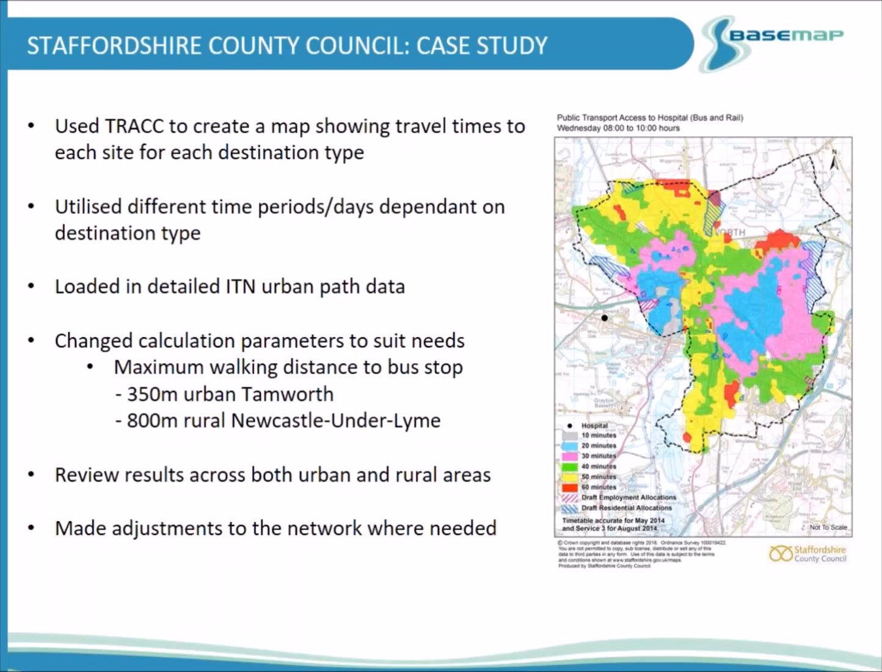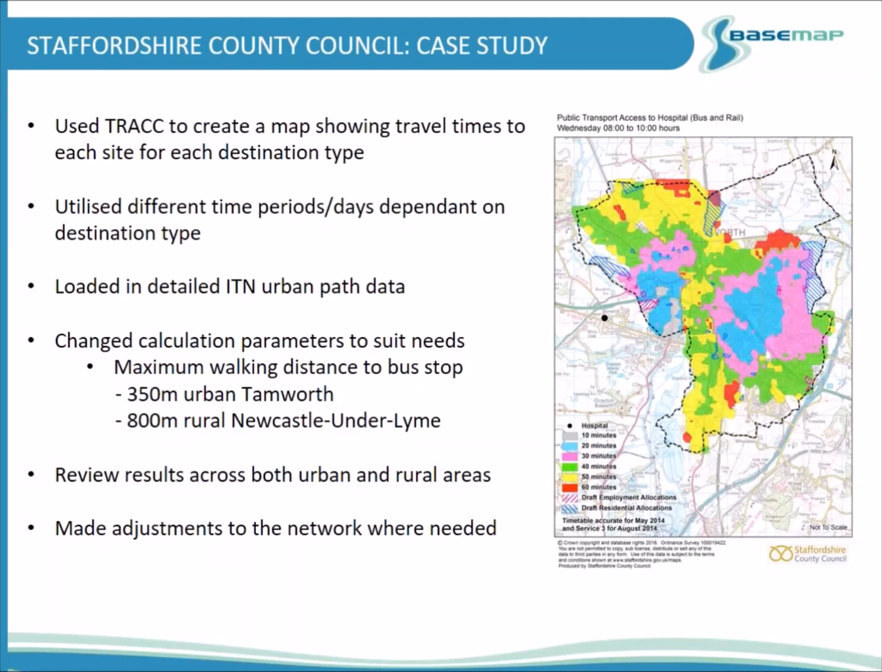And then, looking at the legend at the top, we can see that this is public transport access on a Wednesday between 8 and 10, because they've got that timetable data in TRACC, they can cherry pick when they want to look at, to hospitals using both the bus and rail networks. It's very, very important that, looking at destination type, they could vary the time and days of access.